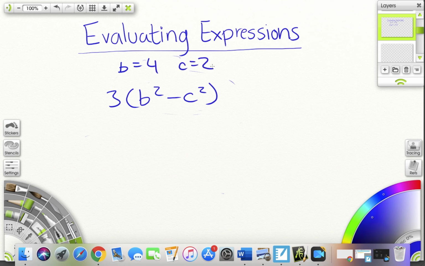So my first step is to plug in my numbers. So I have a is equal to 3, b is equal to 4, so I have 4 to the power of 2 minus c, which is 2, so 2 to the power of 2.